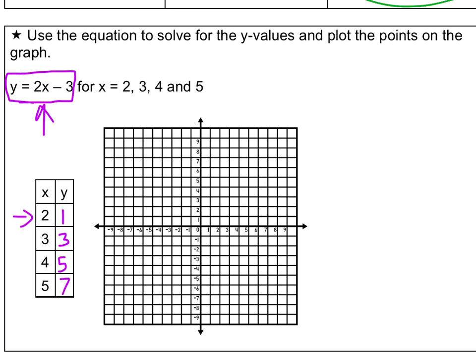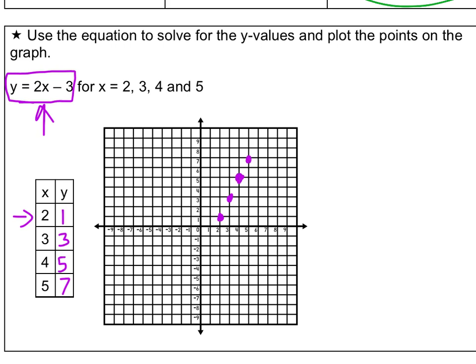So now we just plot them. 2, 1. X is 2. Y is 1, is 2 to the right, 1 up. Kind of a terrible looking dot, but there you go. Then I have 3, 3. So 3 over, 3 up. 4, 5 is 4 to the right, 5 up. And then 5 to the right.